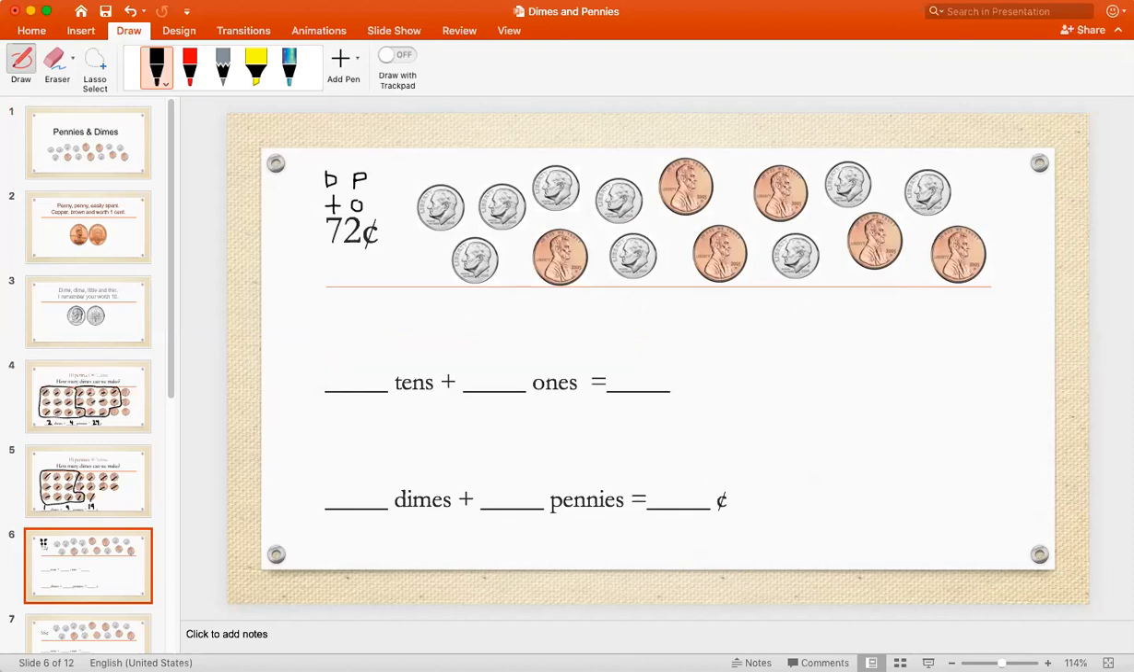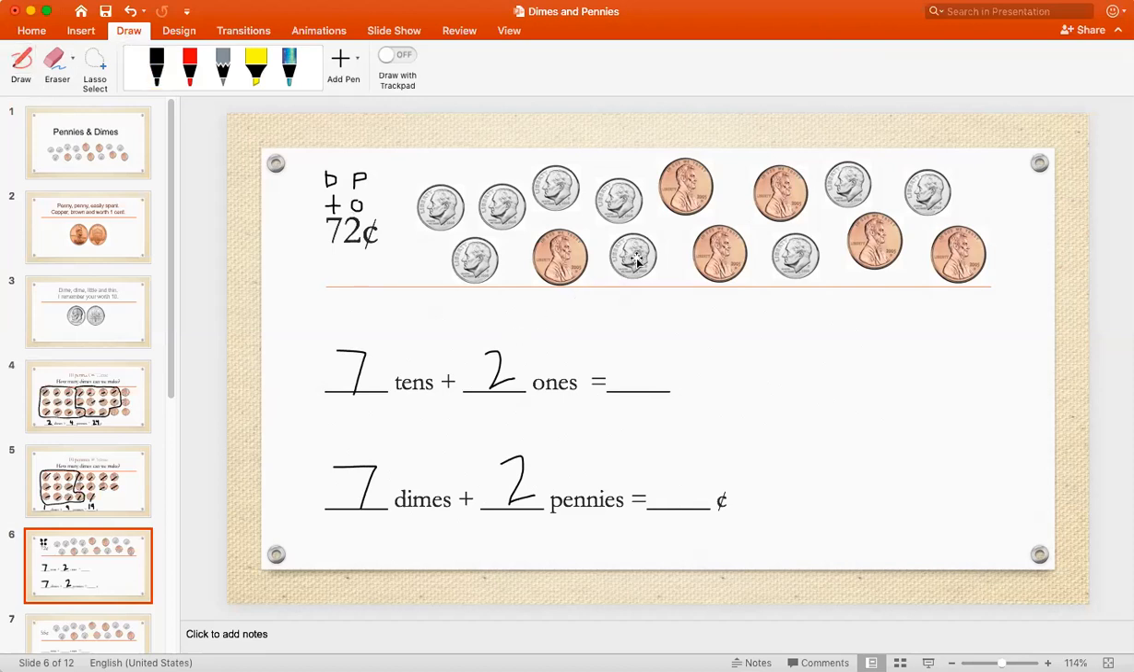All right, so now we can look at it. It says there are 7 tens or dimes. So we're going to write 7 tens or 7 dimes. And it says there are 2 ones or pennies. So we're going to write 2 ones, 2 pennies.